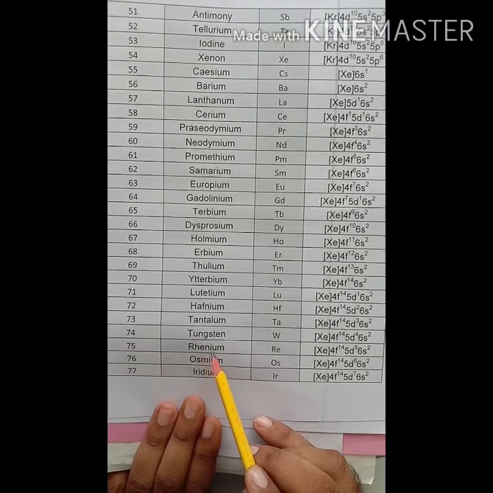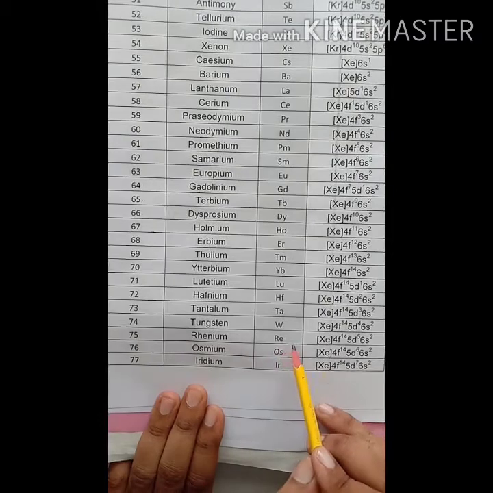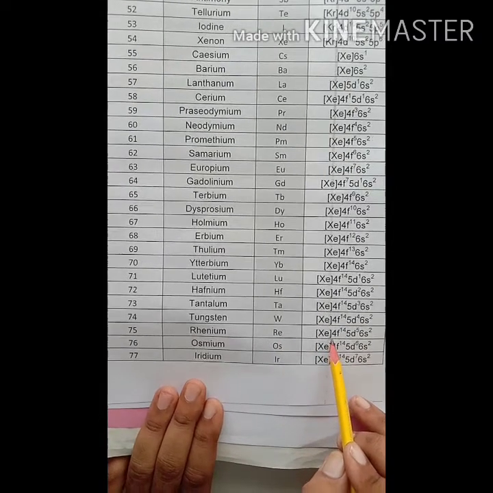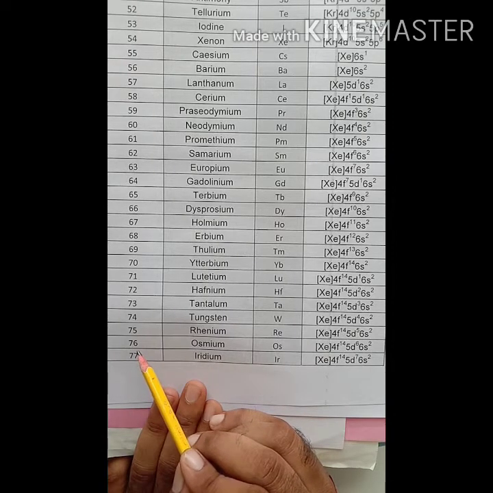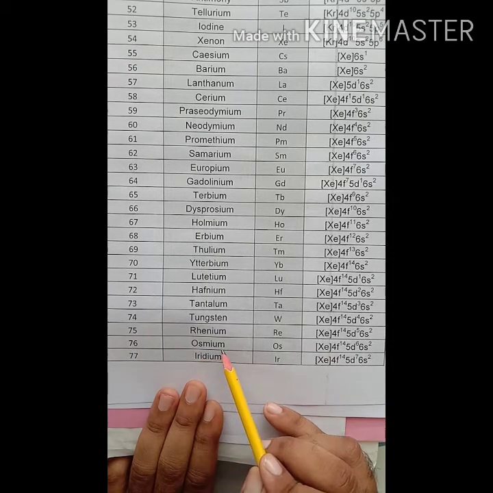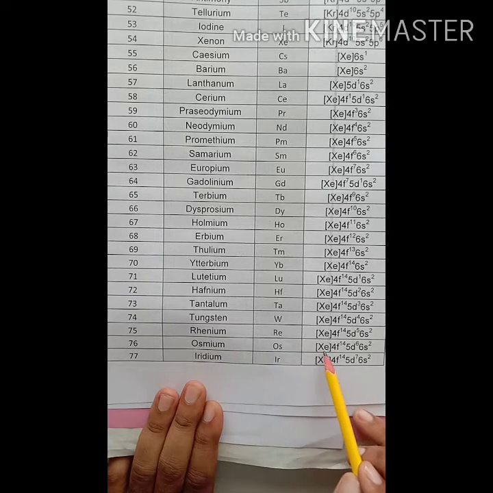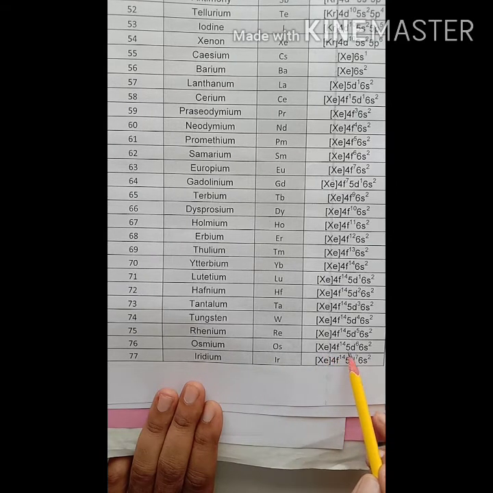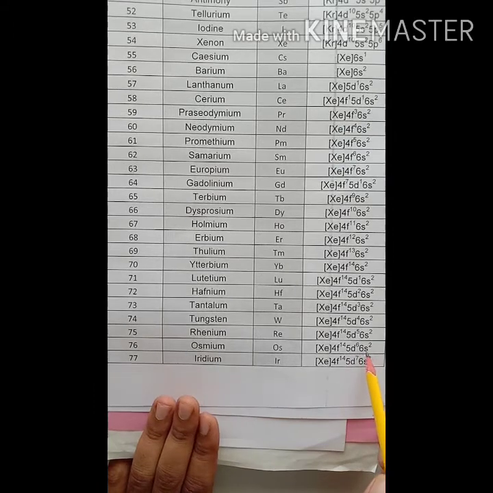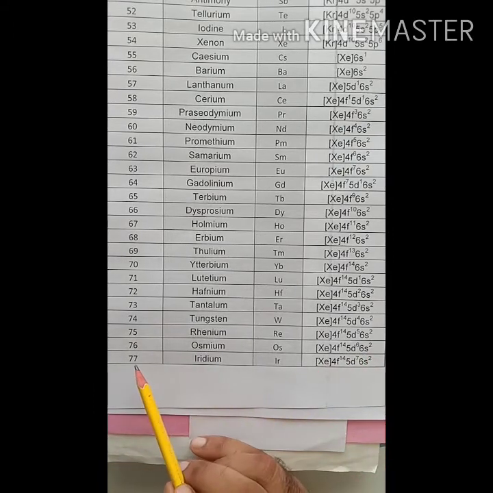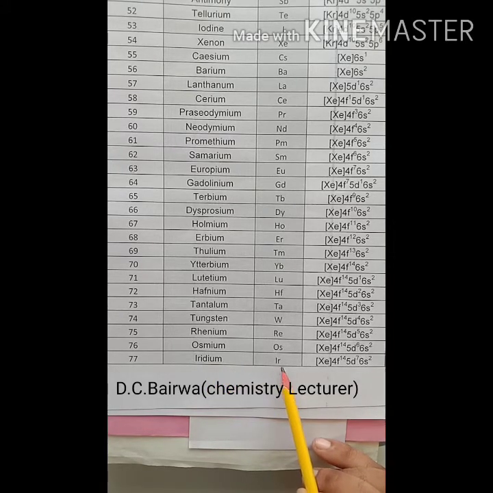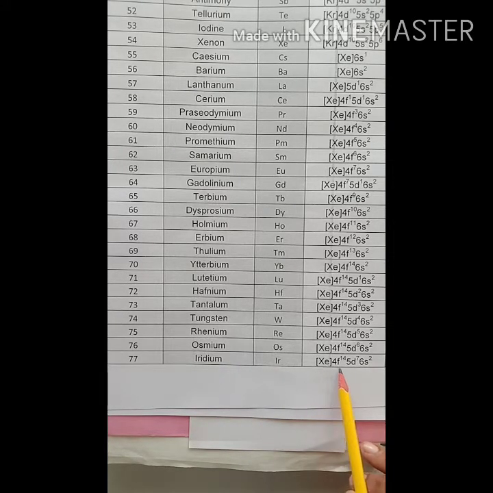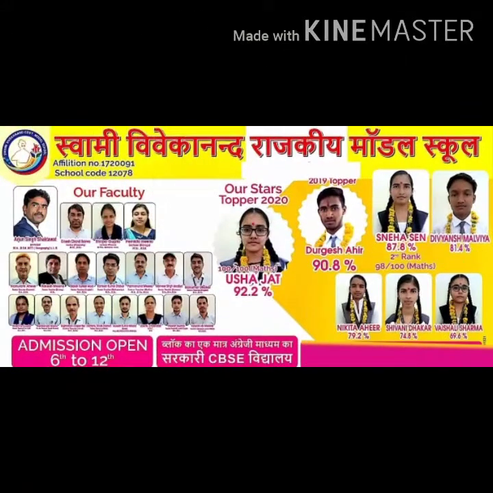The next atomic number is 75. Name of element is rhenium. Symbol is Re. Electronic configuration is Xe 4f14 5d5 6s2. The next atomic number is 76. Name of element is osmium. Symbol is Os. Electronic configuration is Xe 4f14 5d6 6s2. The next atomic number is 77. The name of element is iridium. Symbol is Ir. Electronic configuration is Xe 4f14 5d7 6s2.